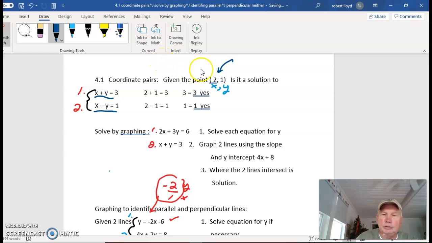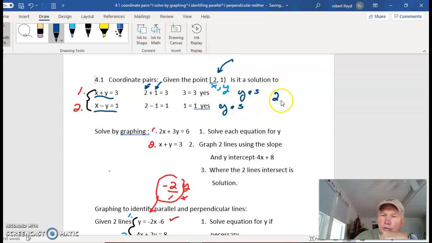So what you're going to do is substitute the x and y values into each of the equations. If x is 2 and y is 1, in the first equation you'll end up with 3 equals 3, and yes, it satisfies that equation. Let's see if the point satisfies the second equation. 2 going in for the x and 1 going in for the y, so we have 2 minus 1 equals 1. 1 equals 1, yes.